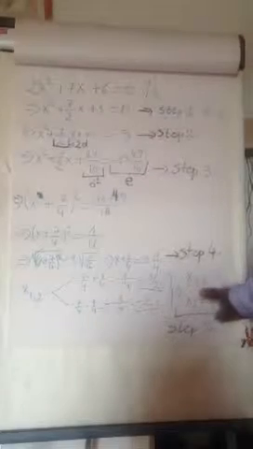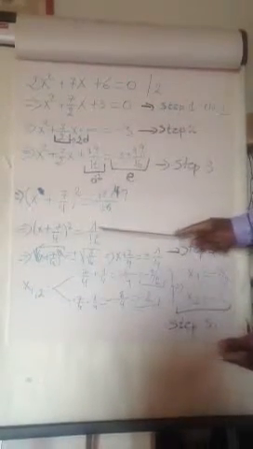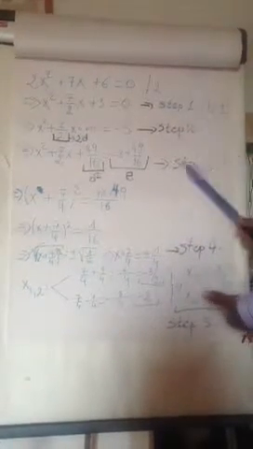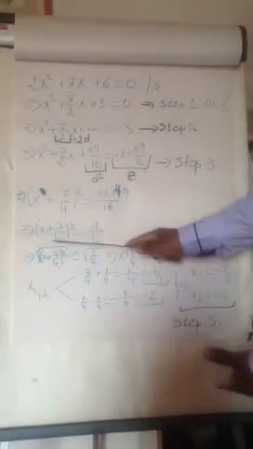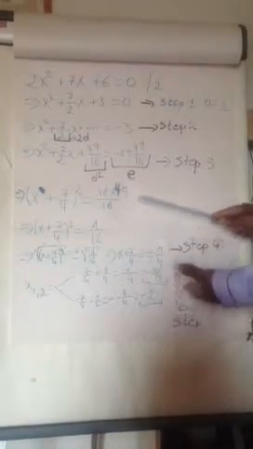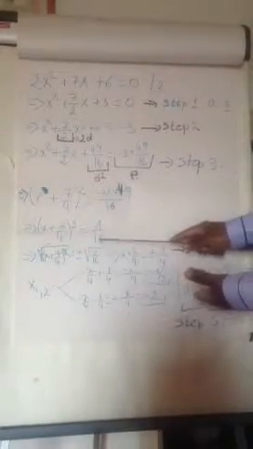This method is useful because by trying to find the value of x, we can easily see the vertex of the graph that we are intending to draw at the end, which will be minus 7 over 4 for x, and y will be minus 1 over 16.